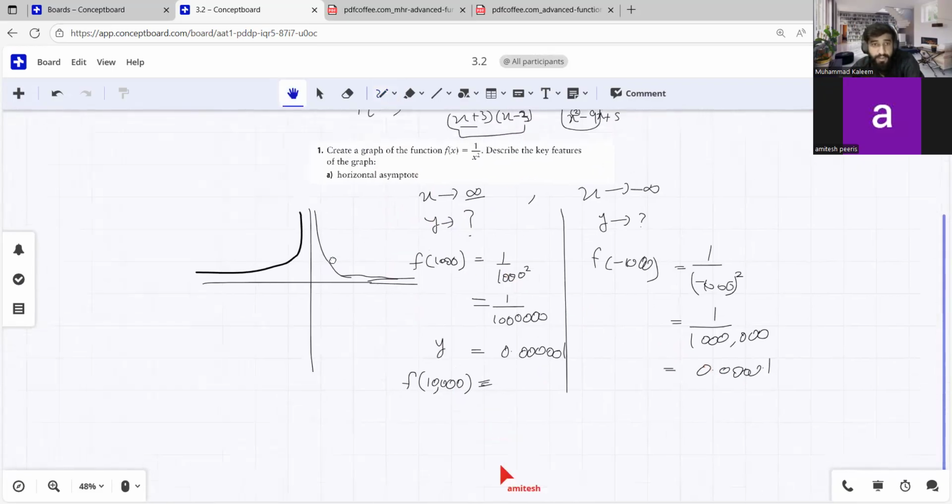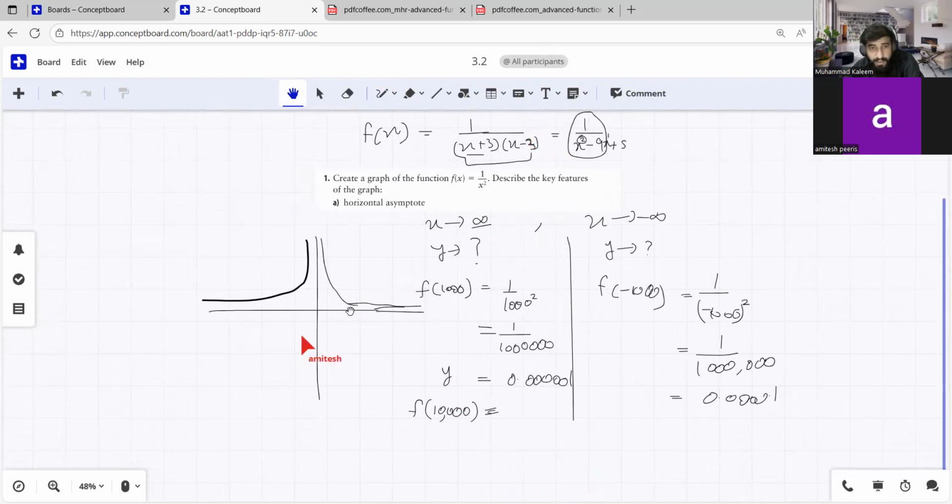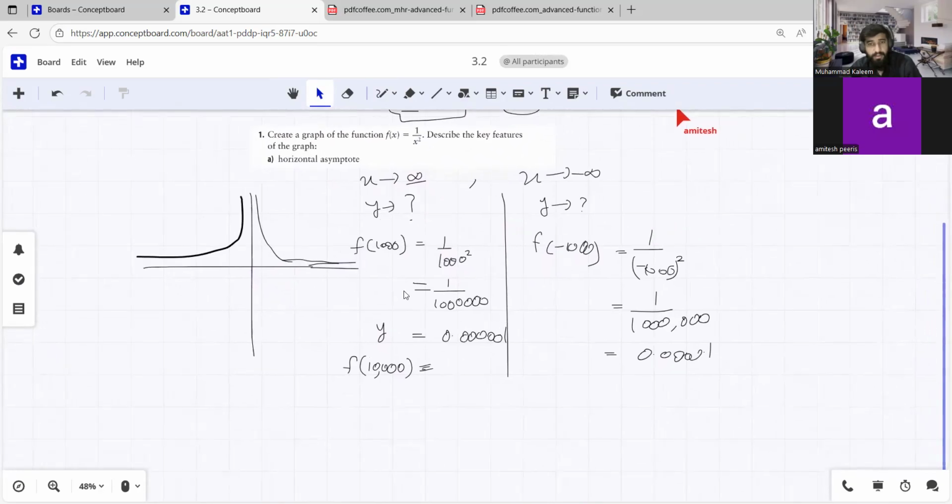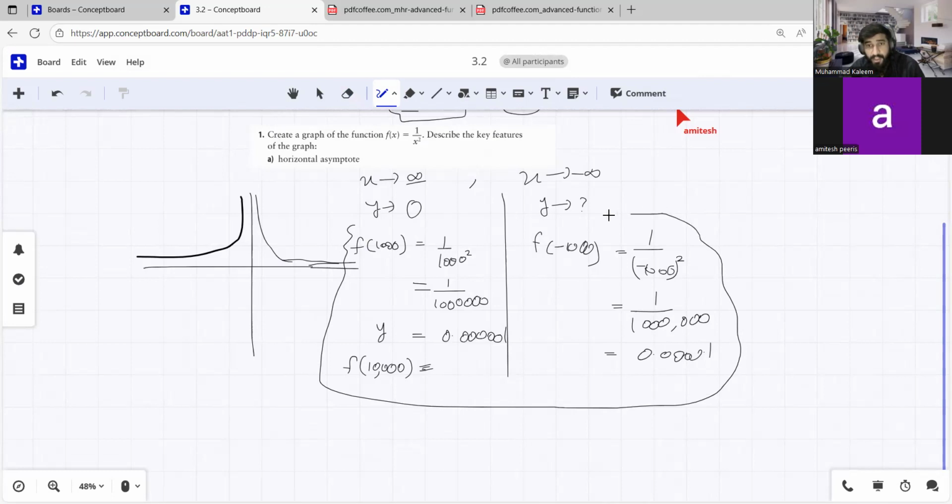Do you understand it? So where is our horizontal asymptote? Zero. That's the answer for part A. How would you show that it's zero? We will just show it like this: as x approaches infinity, y approaches zero. You have to do this work just for your own understanding. As x approaches infinity, y approaches zero, and as x approaches minus infinity, y approaches zero. So that means our horizontal asymptote is zero.